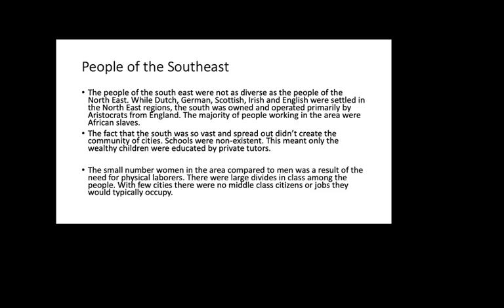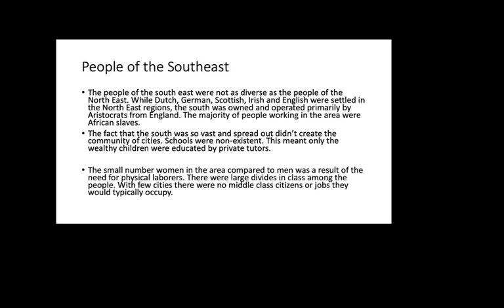The fact that the South was so vast and spread out didn't create communities or cities. So these large plantations were just spread out all over the place. There were no schools, very few churches, no real city to be found. If people wanted to travel, they usually traveled by horse and carriage, and it sometimes took several days to get somewhere. This meant that only the rich plantation owners' children were taught, and usually they were taught by private tutors.